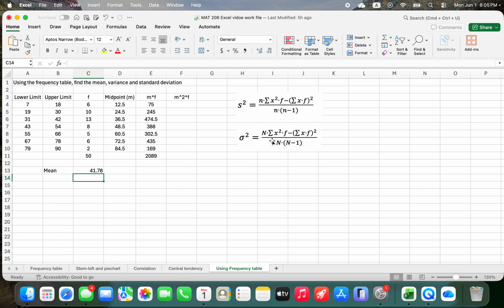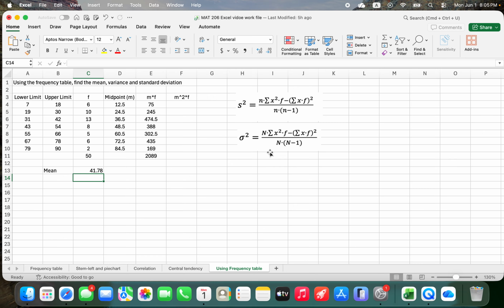So I showed these two formulas here. Sigma squared represents the population variance formula. S squared means the sample variance formula. When you look at here, they are pretty much the same actually. Therefore, I just write down variance and then use this formula.